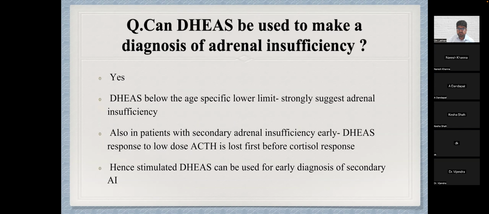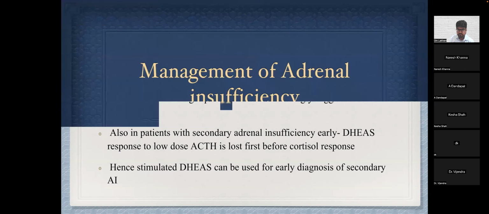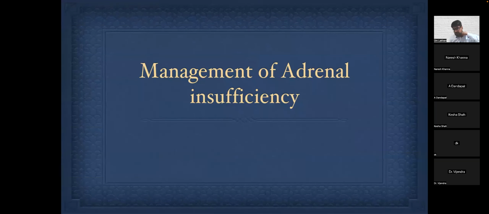Okay. We already discussed DHEA-S, and I told you this very important point. So DHEA-S is a very useful test for diagnosing adrenal insufficiency. And why is this important? Like I said, because it has a longer half-life, and hence it can be used to make a diagnosis early, right? Okay, so now let's come to the last part of today's talk, and that is management of adrenal insufficiency.